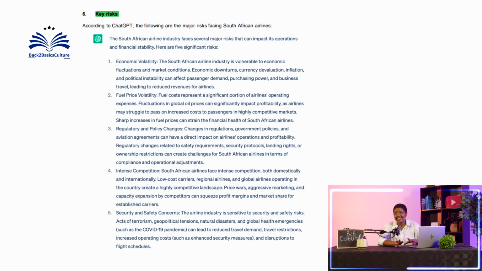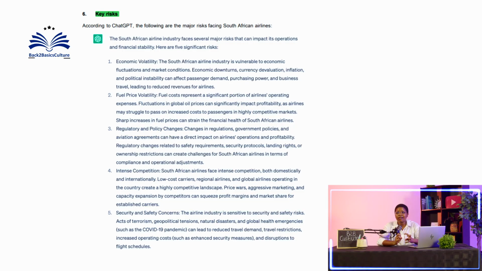So the significant risk that we're looking at is fluctuations in fuel prices. Okay, so here we can see that fuel costs represent a significant portion of airlines' operating expenses, which makes sense for any company that operates in the transport industry. What influences this? When we look at the second sentence, we are told that fluctuations in global oil prices can significantly impact profitability, as airlines may struggle to pass on increased costs to passengers in highly competitive markets. Right? Sharp increases in fuel prices can also strain the financial health of South African airlines.